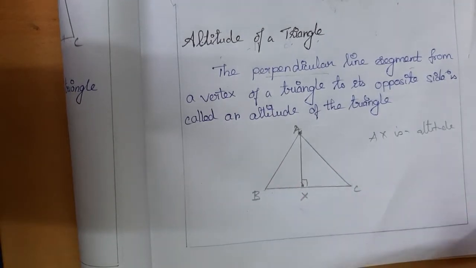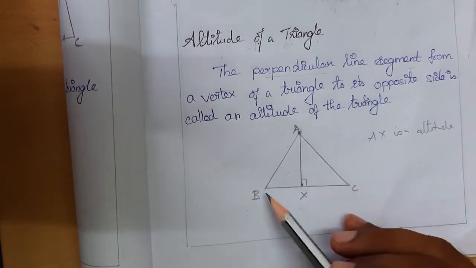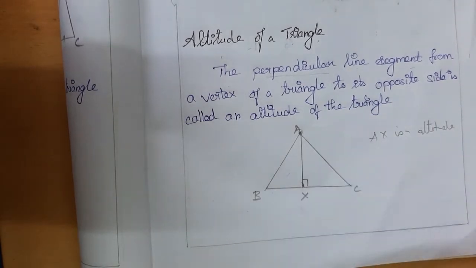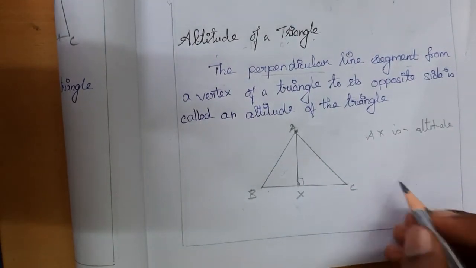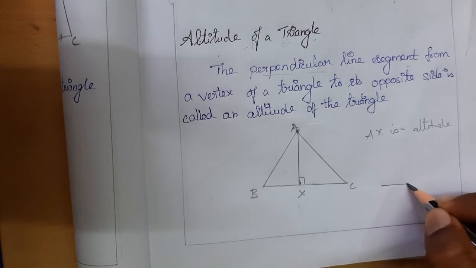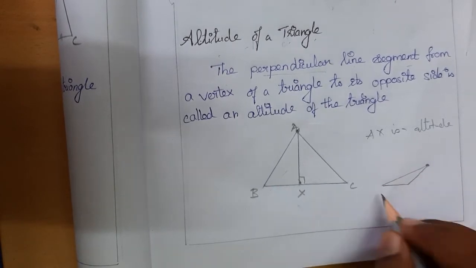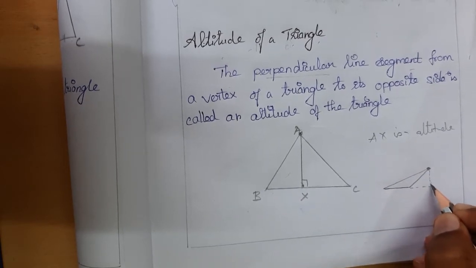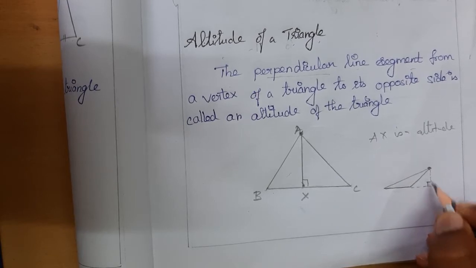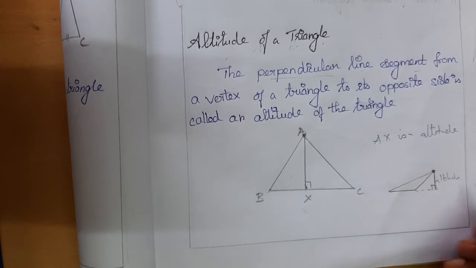Previously we saw AD is the median. Like that, how many altitudes can we draw? We can draw 3, right? From B we can draw one perpendicular line, and that is the altitude, and from C we can draw one perpendicular line, and it is the altitude. Sometimes the altitude falls outside also. If we draw an obtuse triangle and draw a perpendicular line from this vertex to this side, it will fall outside, right? So here we will get 90 degrees. So for an obtuse triangle we get an altitude outside the triangle.